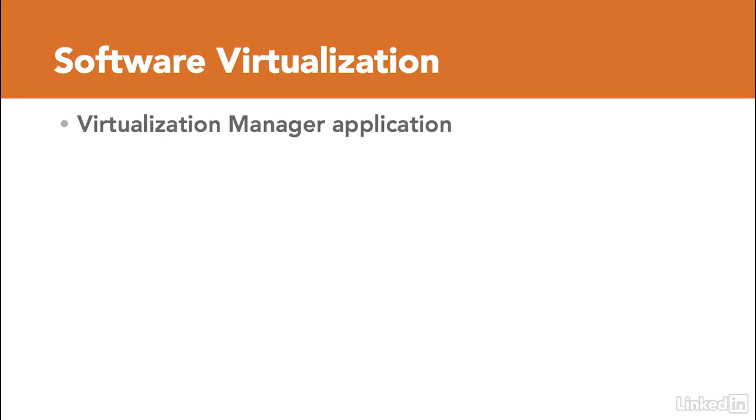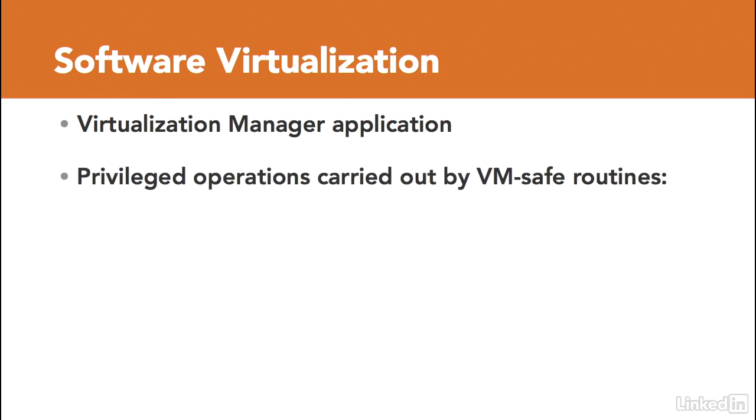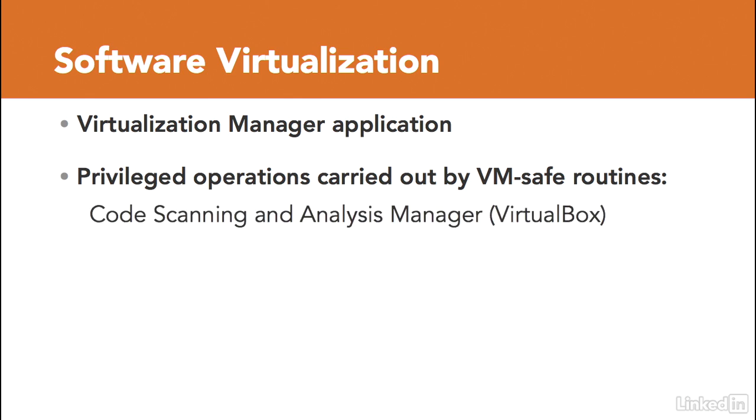Software virtualization is another approach that can be used. In this approach, the virtualization manager operates as a standard application on top of a host operating system. To do this, any privileged operations within the operating system must be carried out by a VM-safe routine in hypervisor memory. This is achieved by a module in VirtualBox called the Code Scanning and Analysis Manager, working in conjunction with a real-time patch manager, which identifies and replaces unsafe code with safe code routines.